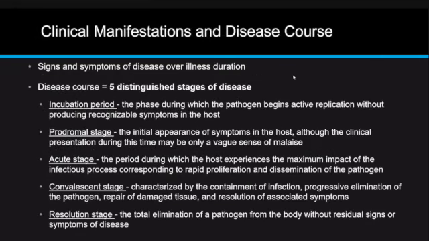Right. So when we look at how diseases manifest themselves clinically, and the course of a disease, we're really talking about the signs and symptoms over the duration of the illness. And so there are very distinguished stages of disease, and that is going to be variable amongst the different pathogens and individuals.